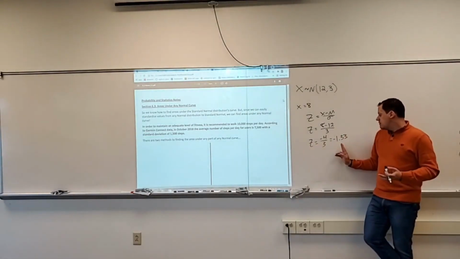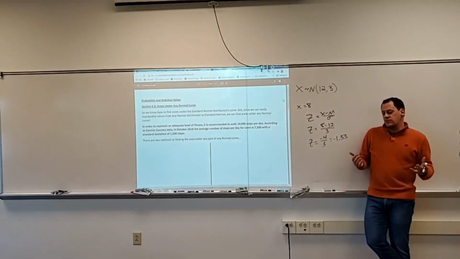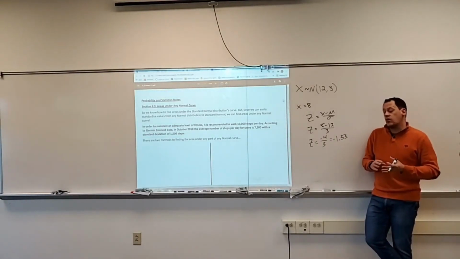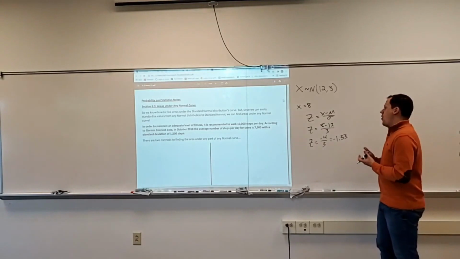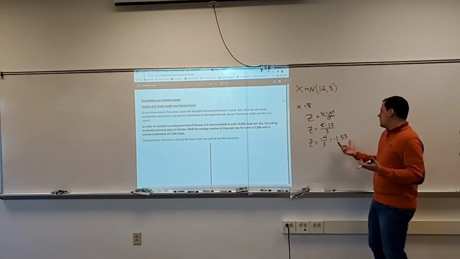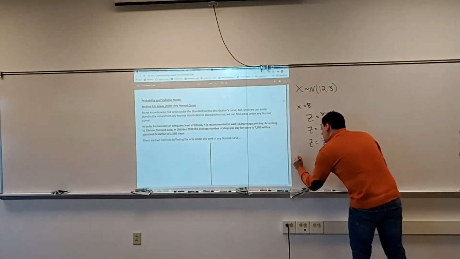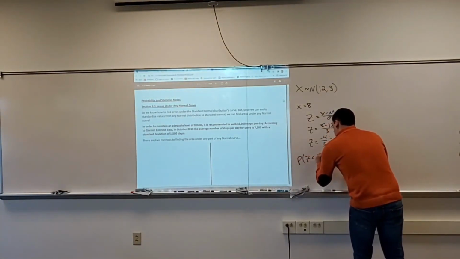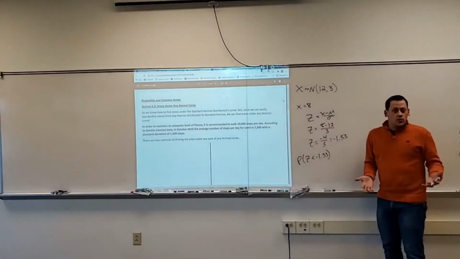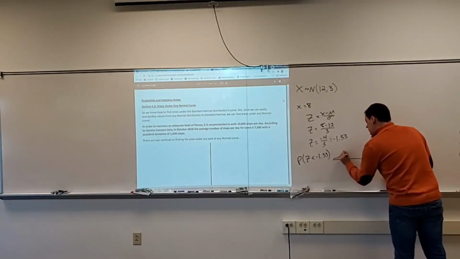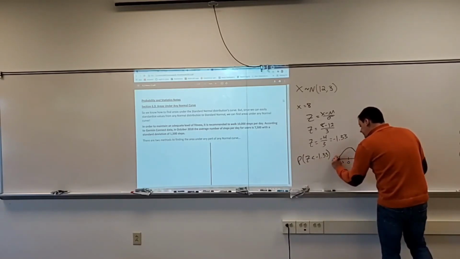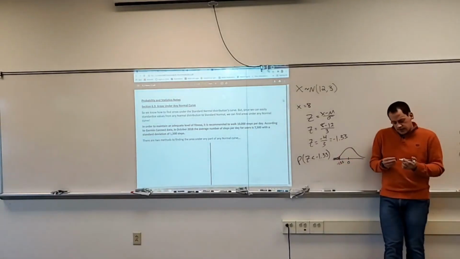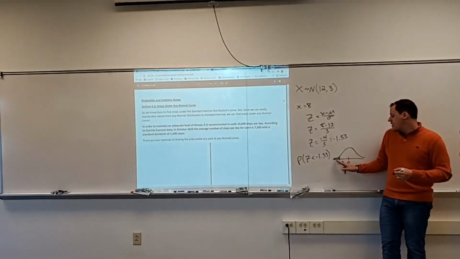Once we had z, we could use either the table in the back of the book, the normal table, or a graphing calculator, and find whatever areas we wanted. So what's the area under the curve that represents z's less than -1.33? We would draw our curve, label it appropriately, find the area to the left, and we could use either the table in the book or our calculator and find that area.